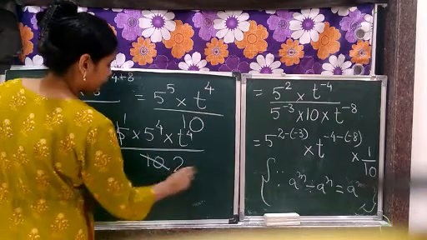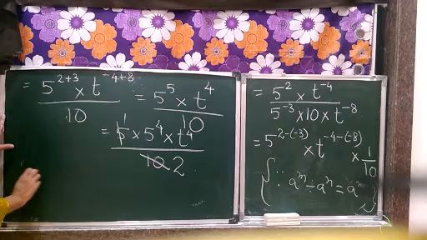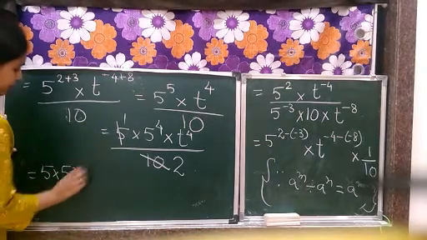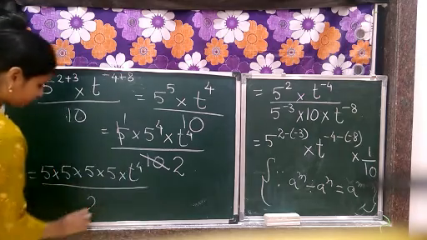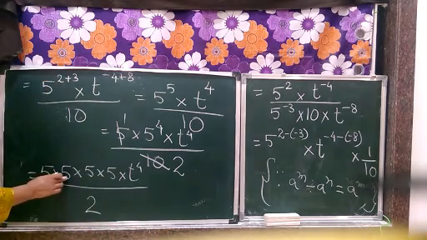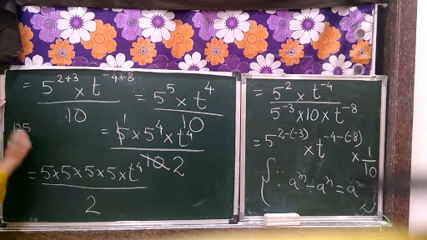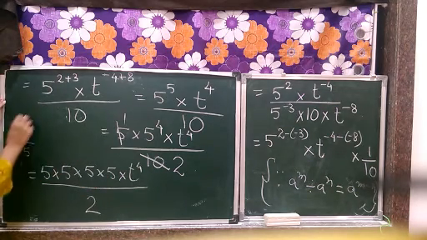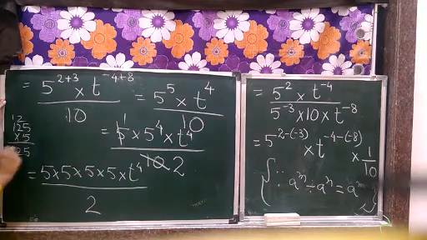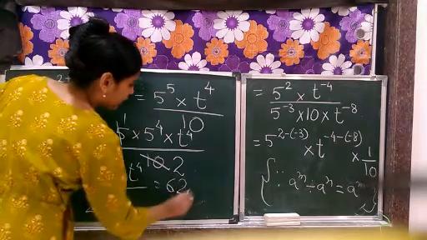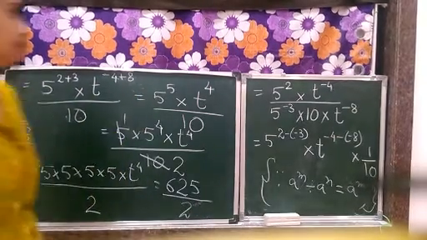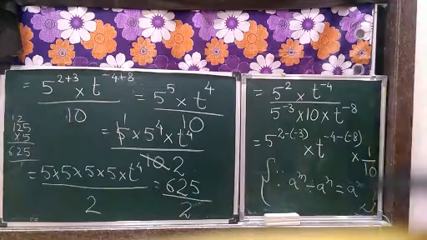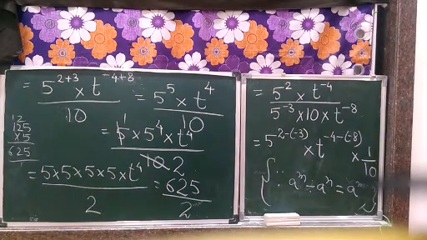5 ones are 5, 5 twos are 10. Now 5 into 5 into 5 into 5 into t raised to 4 by 2. 5 5s are 25, 25 5s are 125, 125 into 5 is 625. So this is 625 t raised to 4 by 2. So this completes, which question even I don't know because it is not written on the board. This completes question number 7, first one.